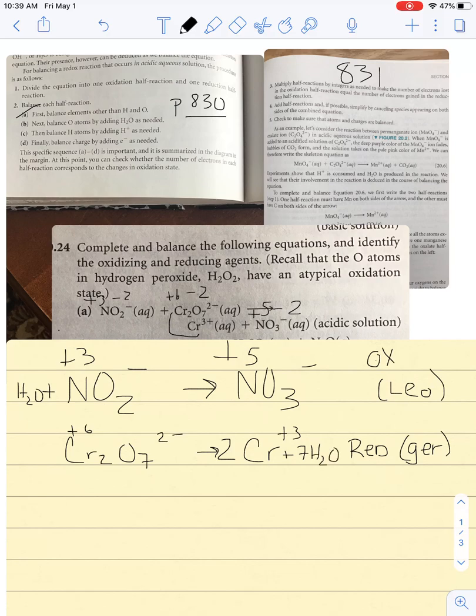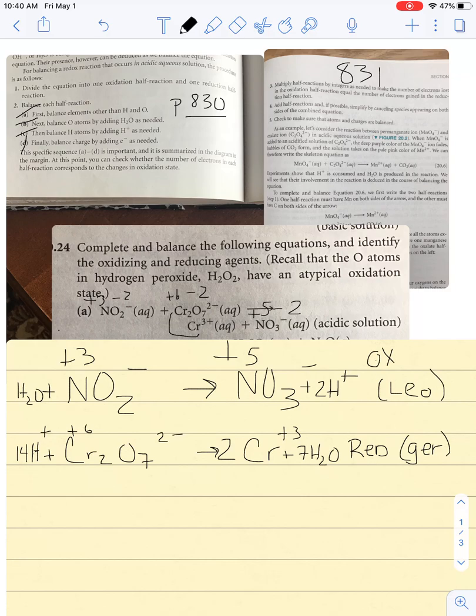So step 1, write the half reactions. Step 2, balance all elements other than hydrogen and oxygen. Step 3, balance oxygen by adding water as needed. The next step is adding hydrogen to balance the hydrogen from the water. Here I have two waters, so 2 hydrogens, so I'm going to put 2H+. In this equation I'm going to put 14H+. It's a lot of steps, so you might want to have a tab labeled in case they ask you to do something like this.